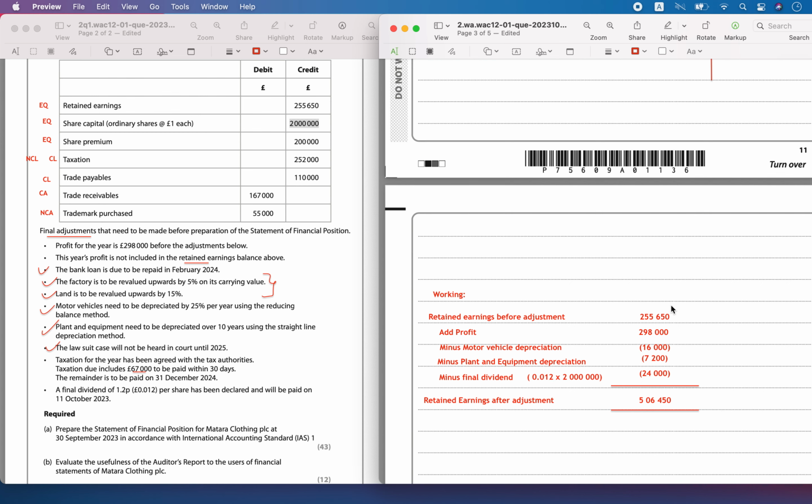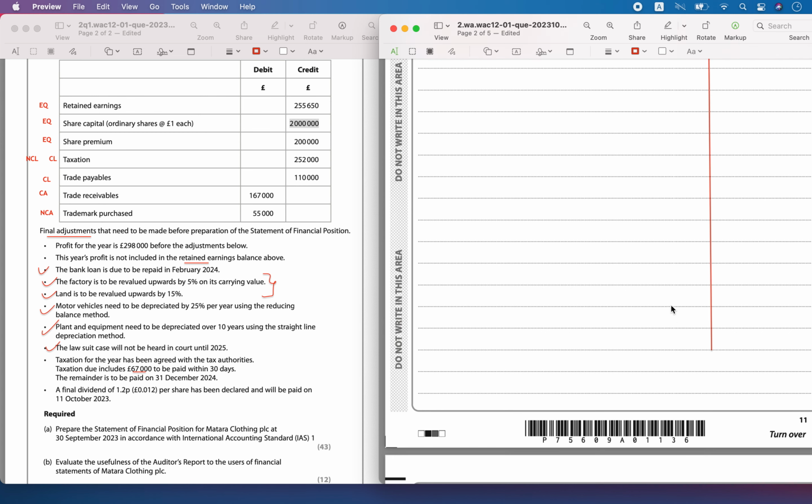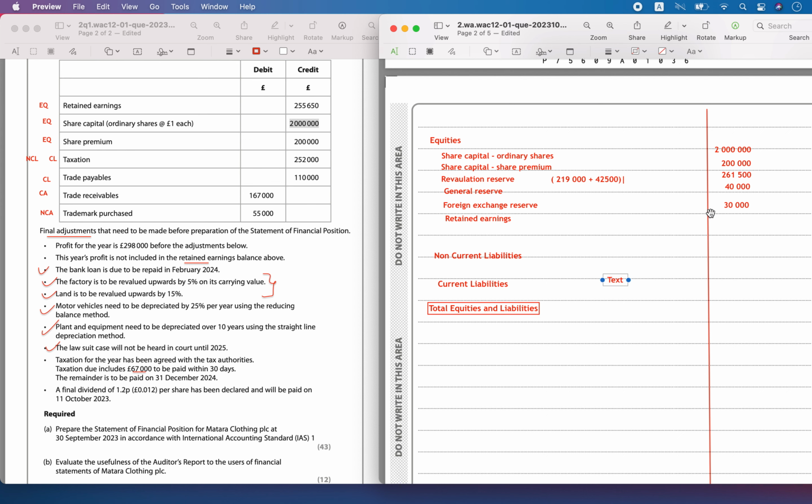So the retained earnings after the adjustment is going to be 506,450. The equity section total is going to be equal to 3,037,950.